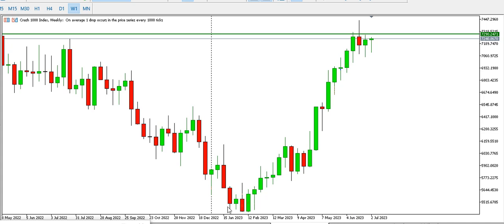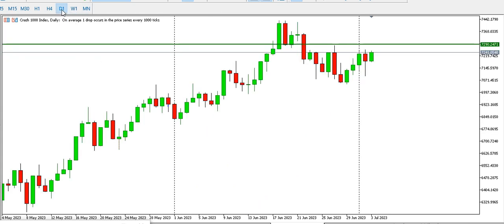For Crash 1000 index on the weekly time frame, price is bullish. Price has been bullish for weeks, and although we have this particular bearish pin bar, it appears as if it's been countered by this bullish pin bar, and the current weekly candlestick shows a long shadow at the bottom, which means price might likely go up some more. So you might want to look for buying opportunities on the long term for Crash 1000 index.